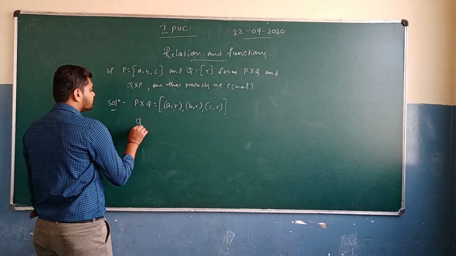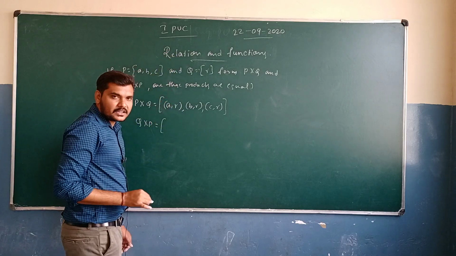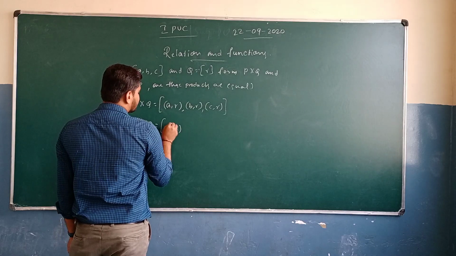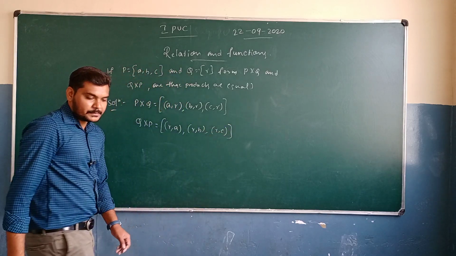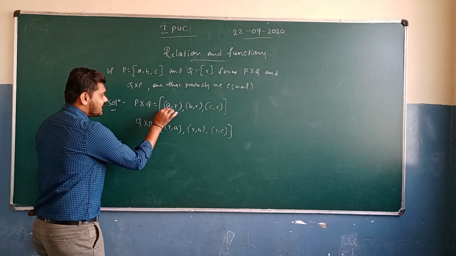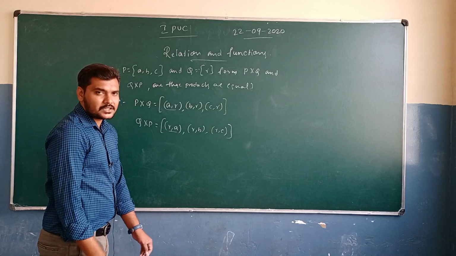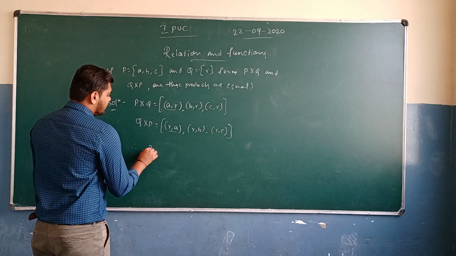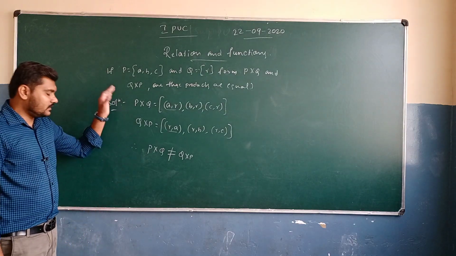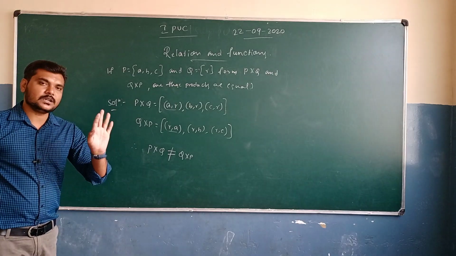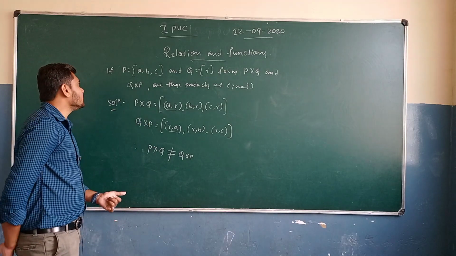Now we need to form Q cross P. The first element R forms ordered pairs with these three elements in the Cartesian product. So the first element is (R, A), the second element is (R, B), and the third element is (R, C). Are these pairs equal? Never. Because (A, R) is never equal to (R, A), (B, R) is never equal to (R, B), and (C, R) is never equal to (R, C). So P cross Q is never equal to Q cross P. Pay attention: through this chapter we mainly see how ordered pairs and the Cartesian product are formed, whether the ordered pairs are equal, and whether corresponding elements are equal. Okay, just note the concept on this one.